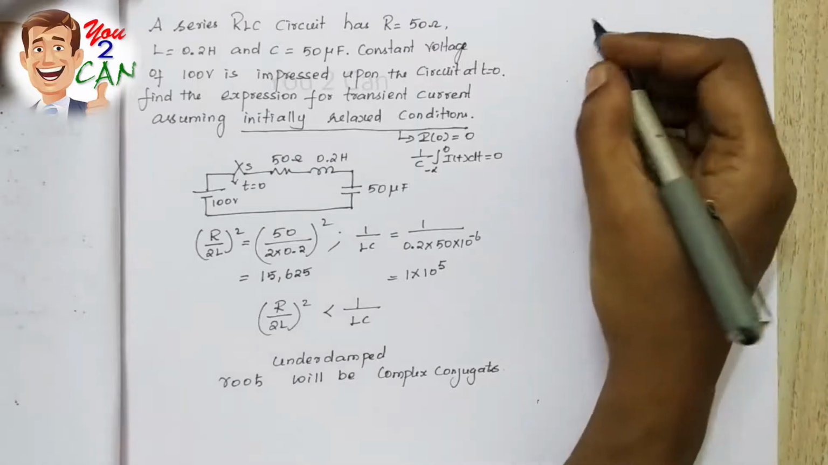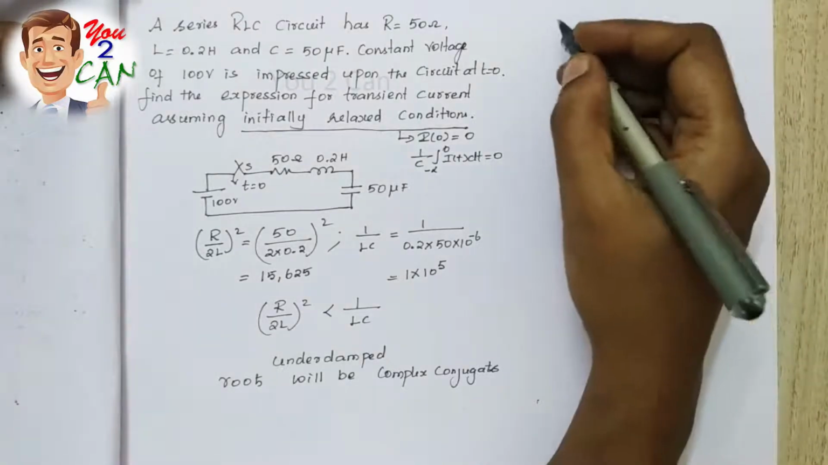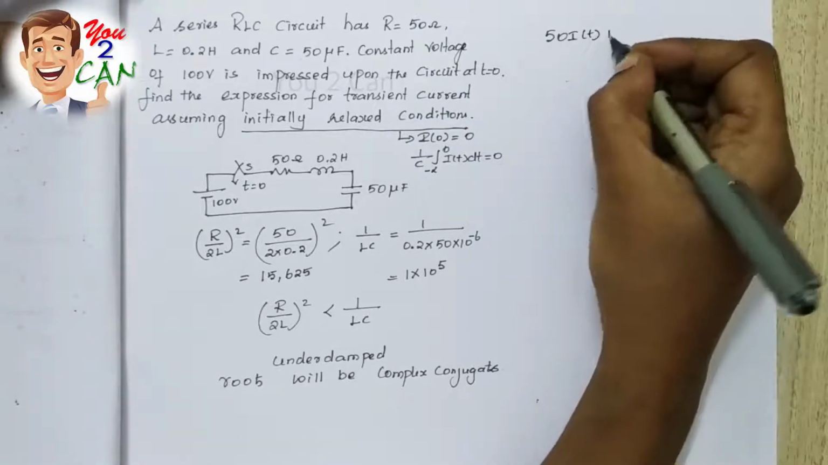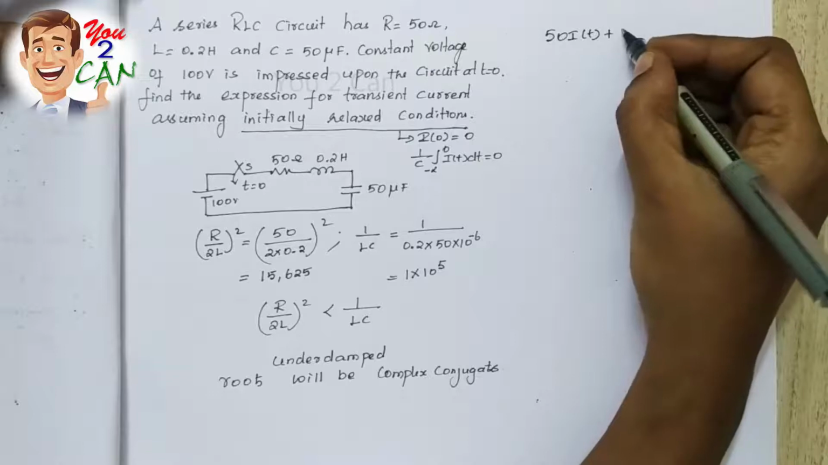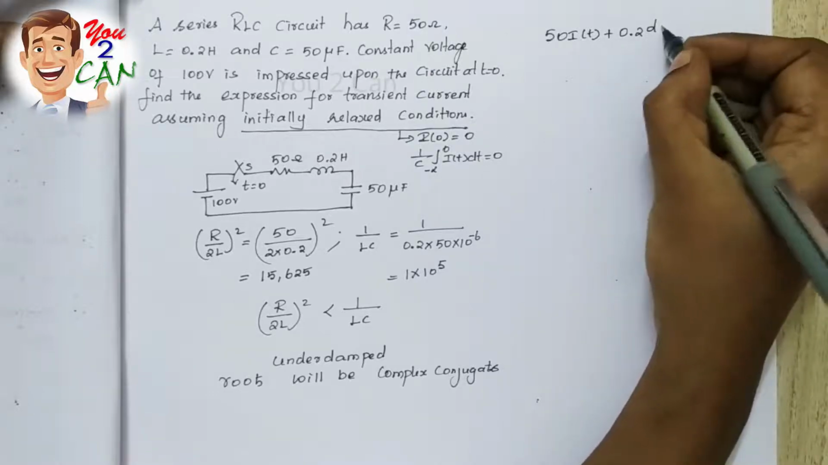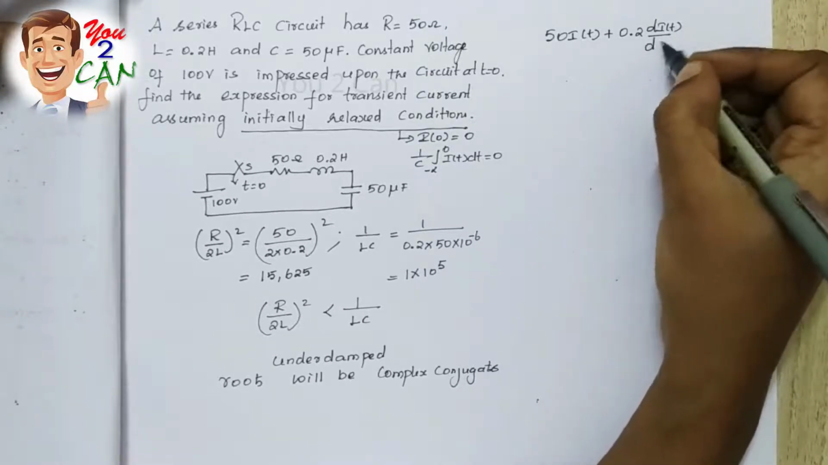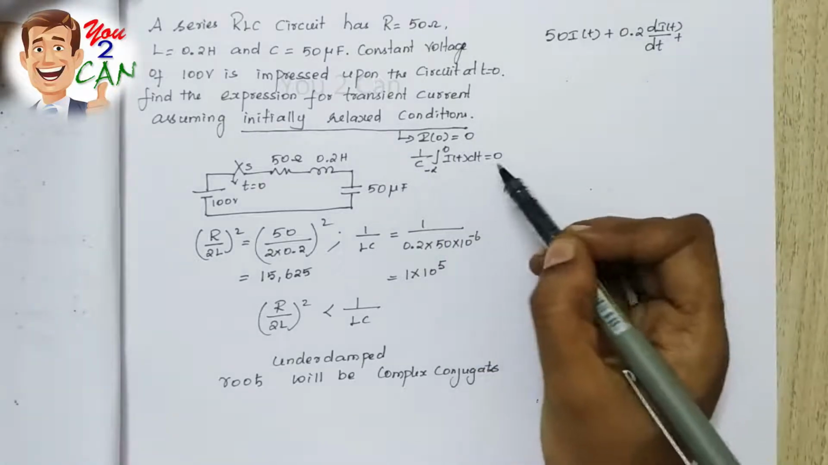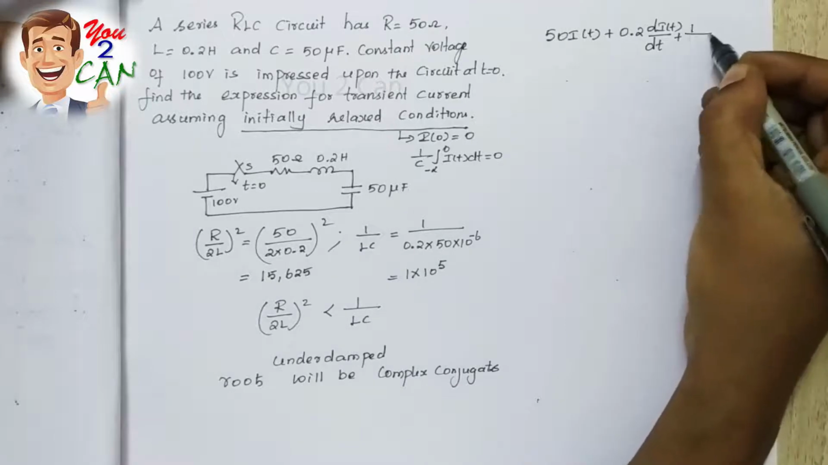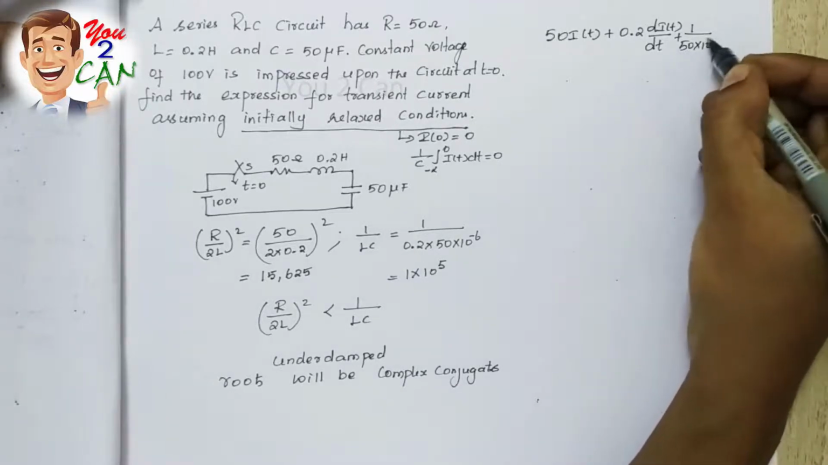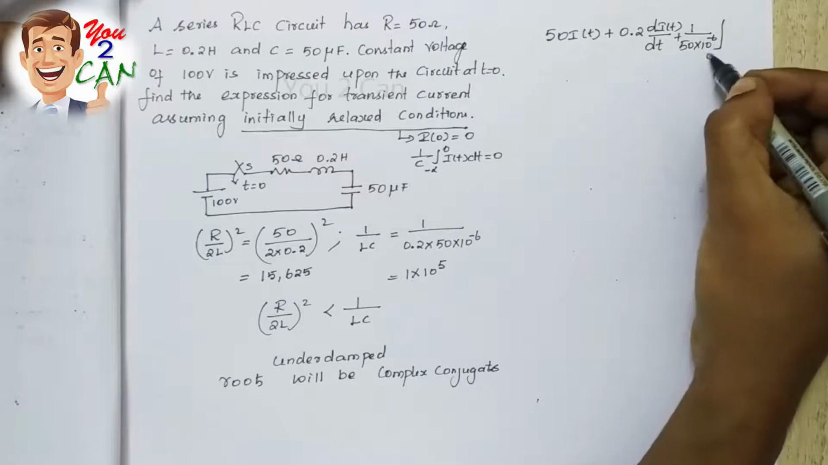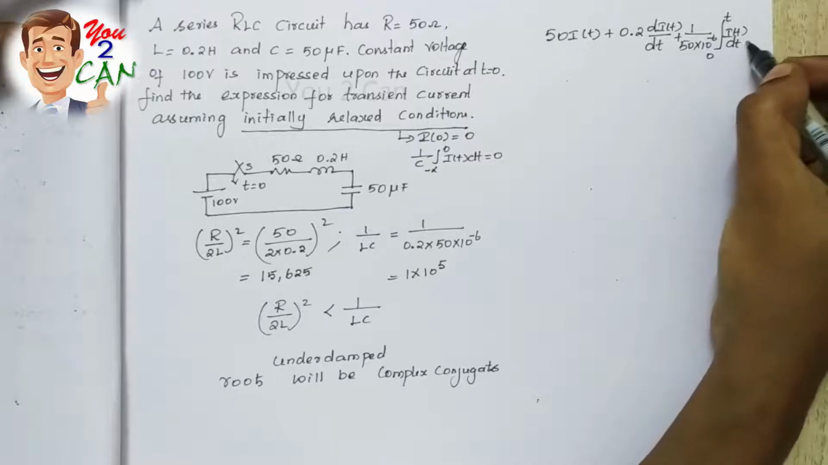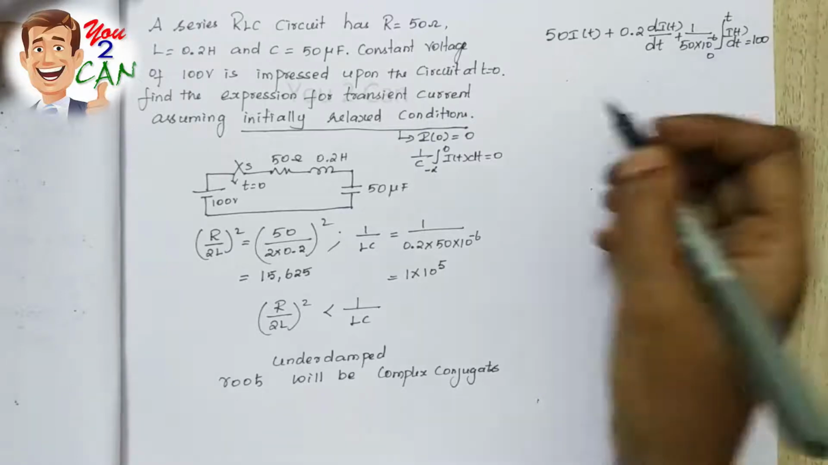Now let us see the problem. Now write the KVL equation for this. The KVL equation is 50 i(t) plus L di by dt, so 0.2 di(t) by dt, plus the initial voltage of the capacitor, which is already taken as 0, so we can directly write 1 by 50 into 10 power minus 6, integral between 0 to t alone of i(t) dt, will be equal to the supply voltage 100.